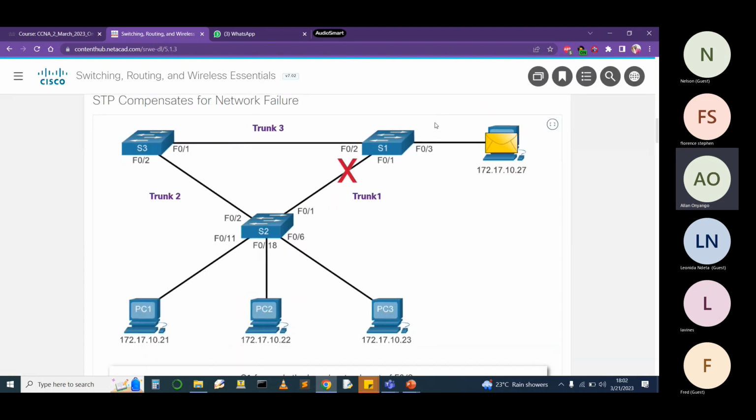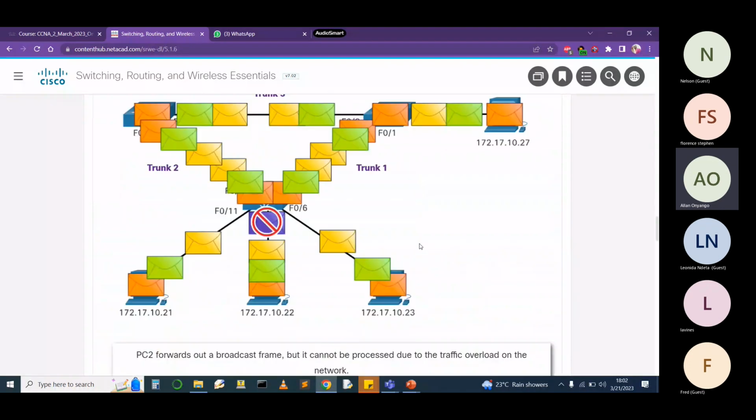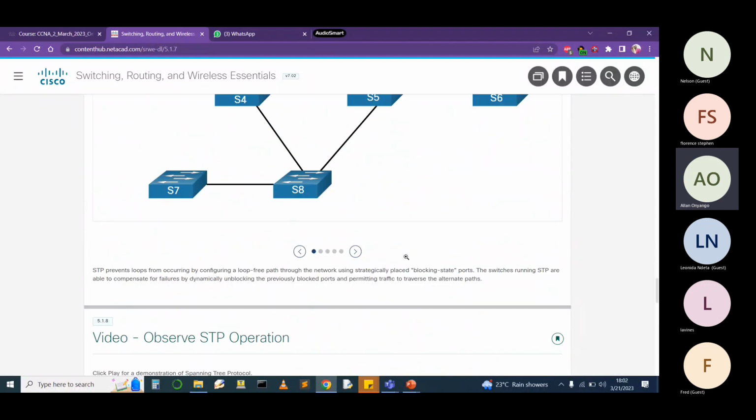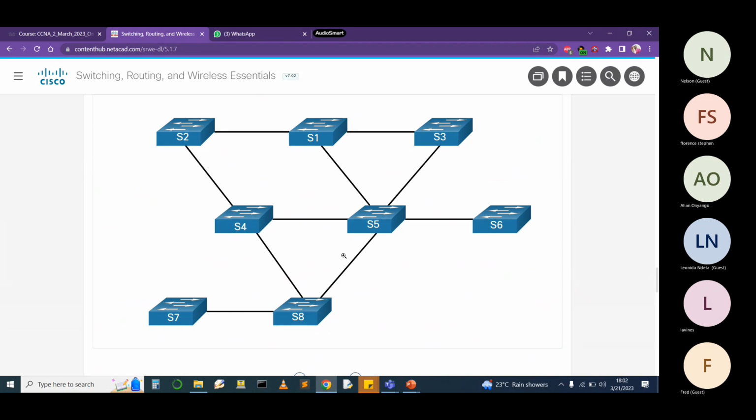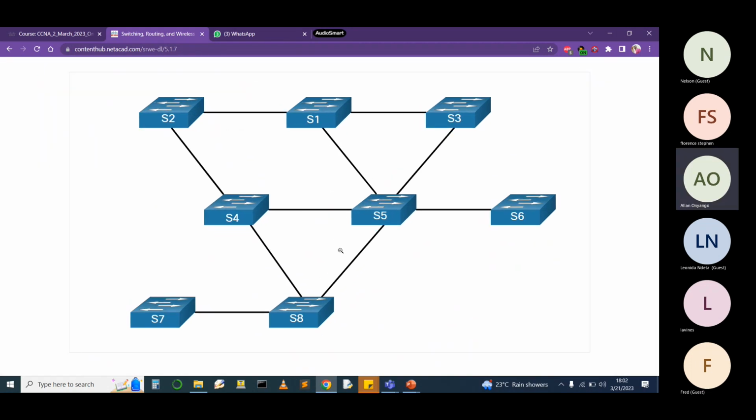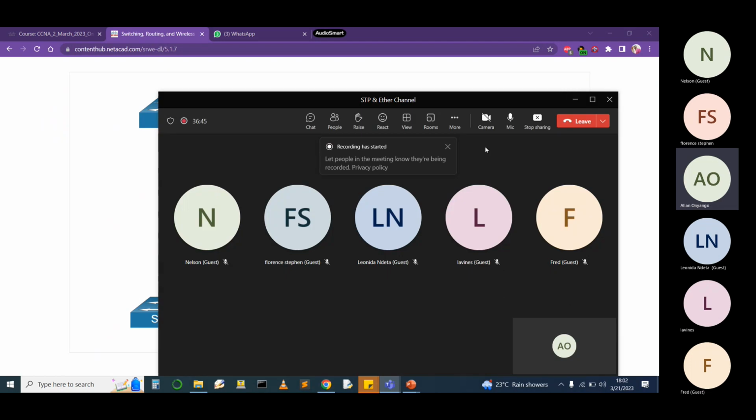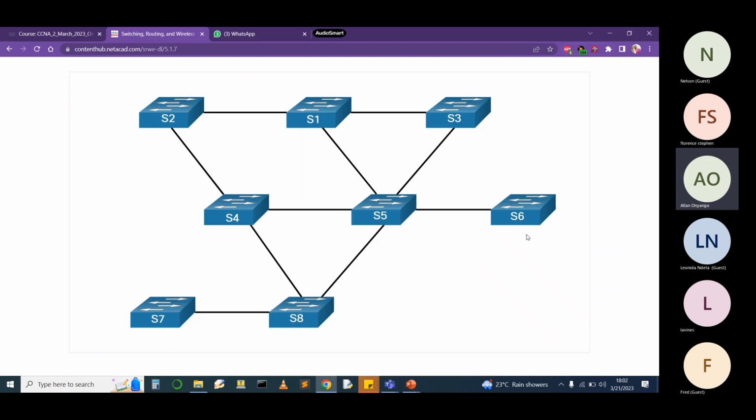All right. Let's keep on learning here, and let's look at this diagram. For this one, I think I'm going to need responses from you guys. Nelson is here, Florence is here, Leonida is here, Lavins, and then we have Fred. For this one, please everyone be keen because I'm going to need an answer from each of you.